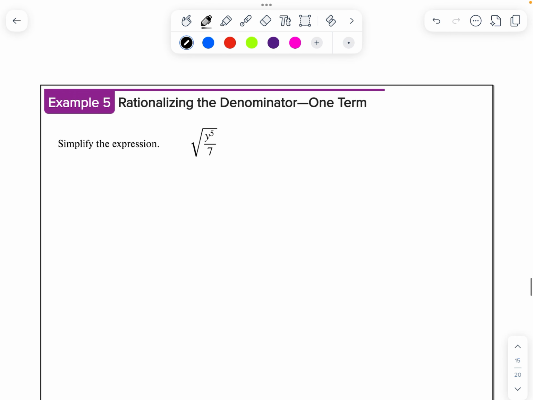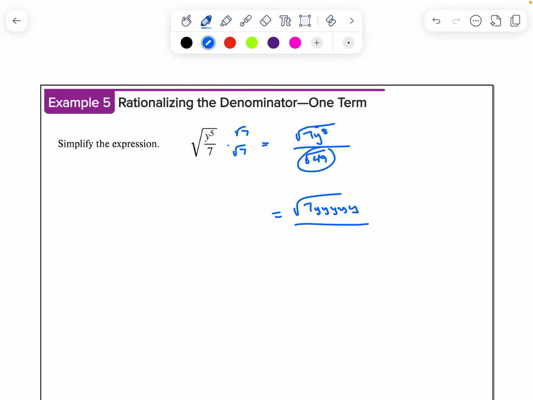All right, rationalizing the denominator. Again, we have one item in the denominator, so we're just going to multiply by that thing, square root 7 over square root 7. So that gives me square root of 7y to the 5th over square root of 49. This square root of 7y to the fifth is the same thing as y squared times square root of 7y. We do want to simplify if possible. And the square root of 49 is just 7.